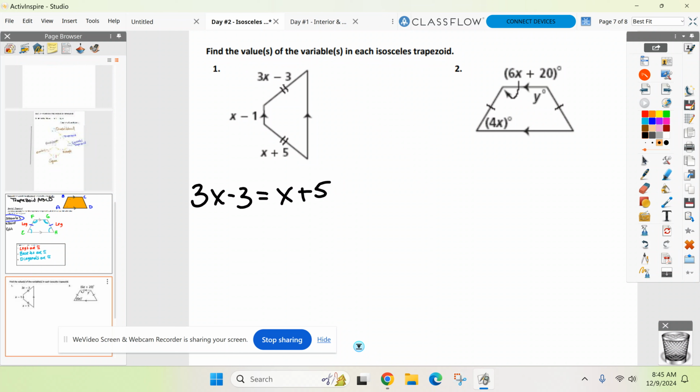Nice, easy one to get you guys started. We got 2x equals 8. x equals 4. All right, not bad. Any questions there? Nice, easy one before we get a little bit more hardcore.